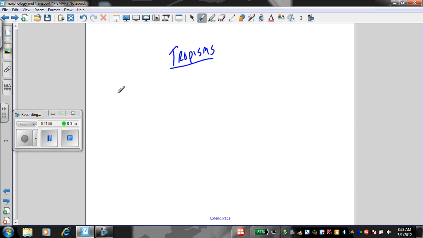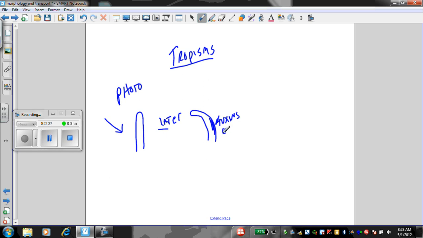So the big one that the AP wants you to know is phototropism. Phototropism is the response to light. If you have a shoot that's coming up and light's coming in from this side, you're going to see that shoot leaning towards the light, and the reason is because the auxins all collected on the dark side and cause the cells on the dark side to elongate and cause the plant to lean.